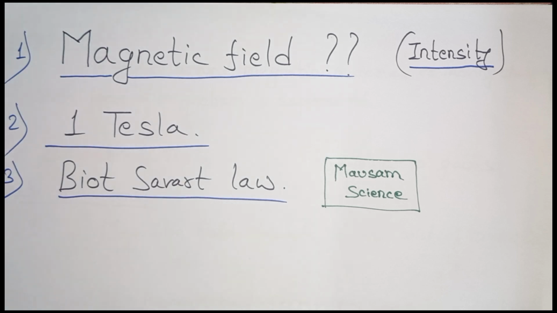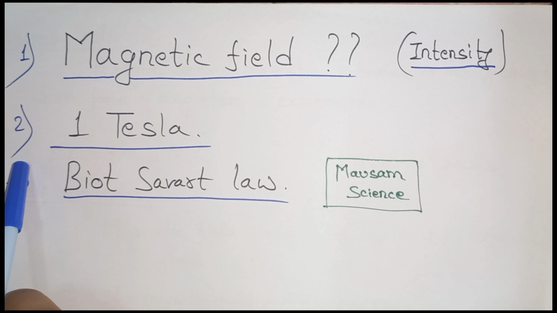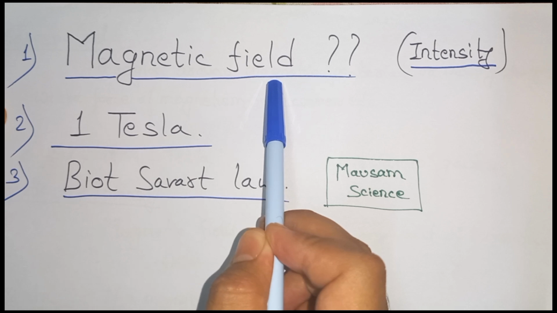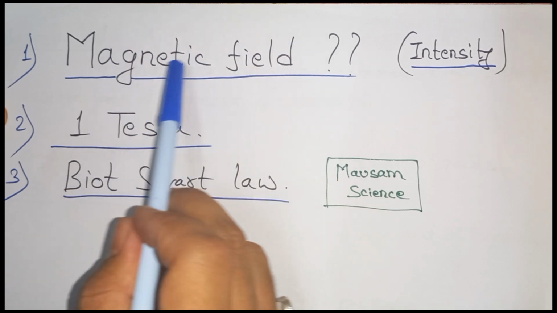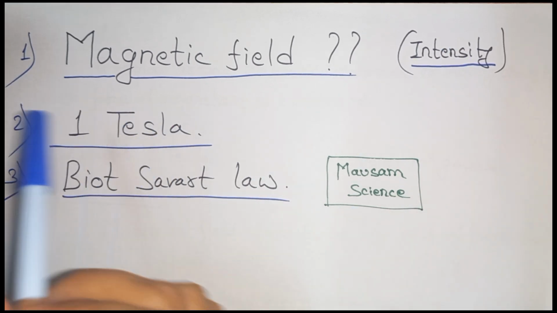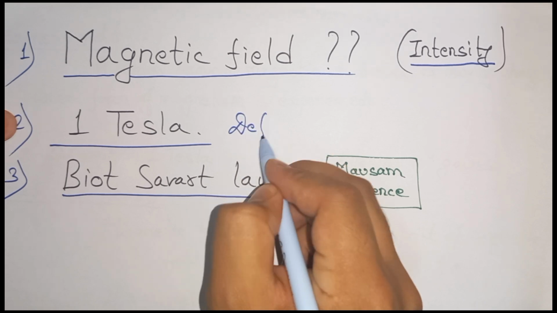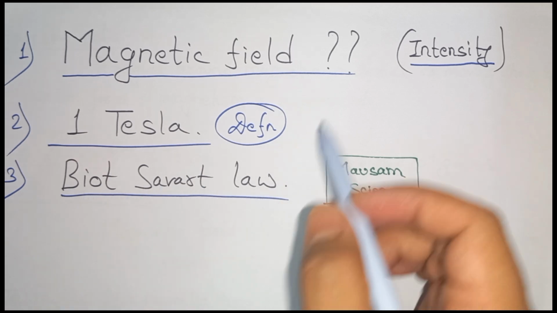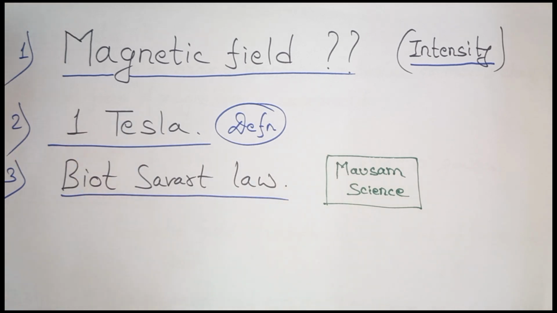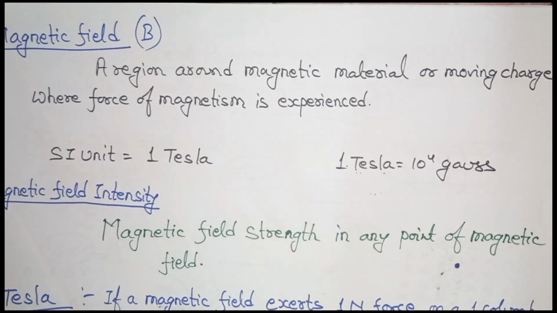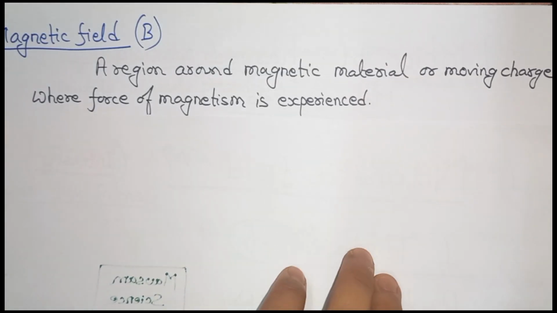Today we are going to learn about three different topics of magnetism. The first one is the magnetic field, and along with this we'll learn about magnetic field intensity also. Another is the definition of 1 Tesla. And another is Biot-Savart's law. It is one of the most important laws, and these are the important things to know about magnetism. So without taking time, I would like to take you towards the definition of magnetic field.